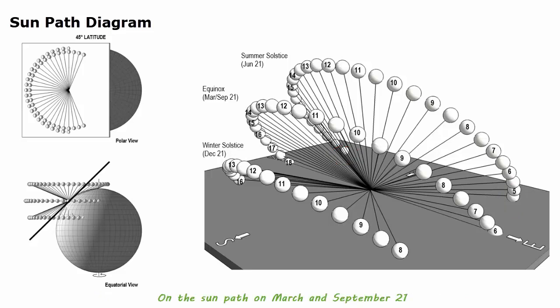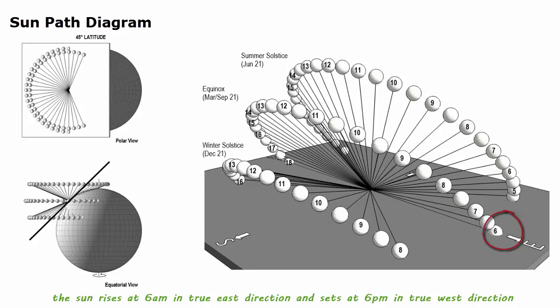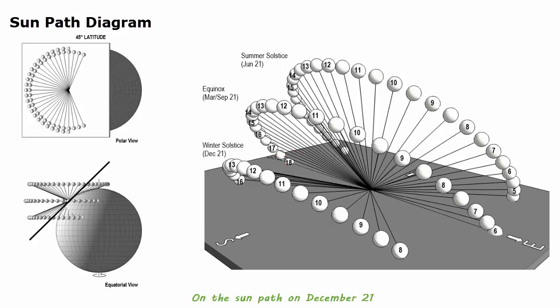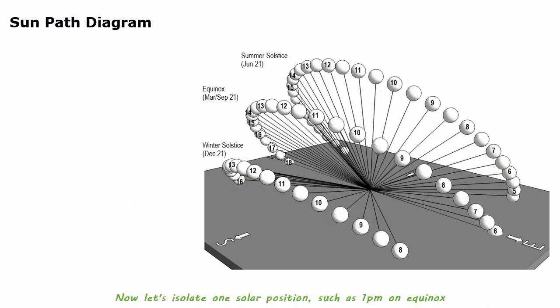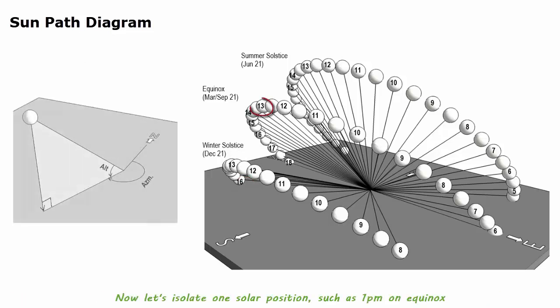On the sun path on March and September 21st, the sun rises at 6 a.m. in true east direction and sets at 6 p.m. in true west direction. On the sun path on December 21st, the sun rises around 7:30 a.m. in the southeast direction and sets around 4:30 p.m. in the southwest direction.